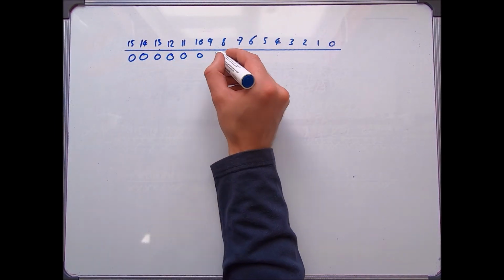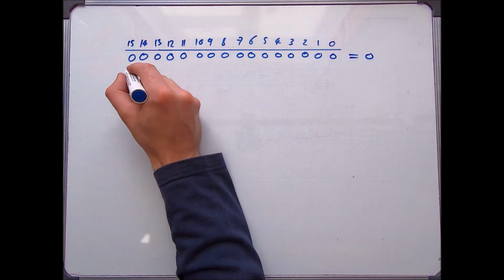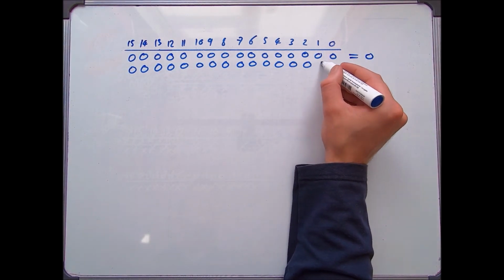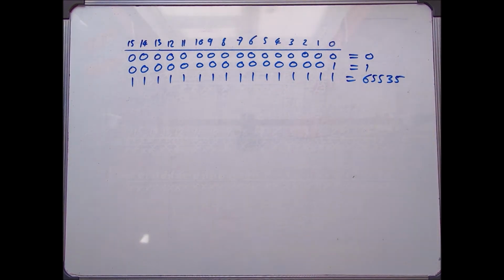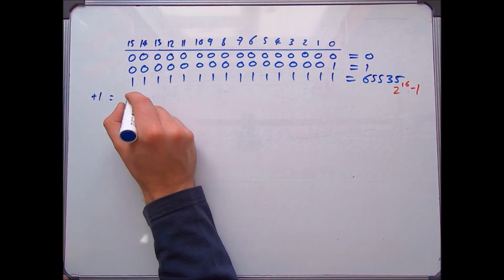A 16-bit unsigned integer will hold 65,536 states. If all bits are 0, this gives a value of 0. If I increment this by 1, I get the value of 1. All bits set give a value of 65,535, which is 2 to the power 16 minus 1. If I increment this by 1, all the digits roll over back to 0 and the value returns to 0.